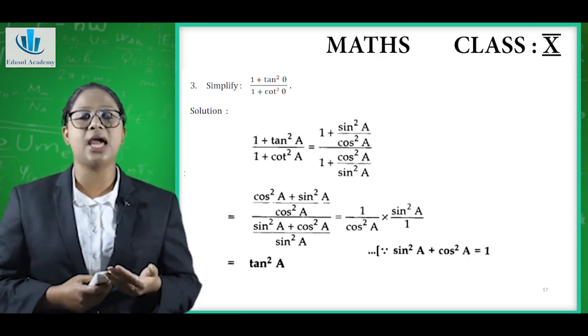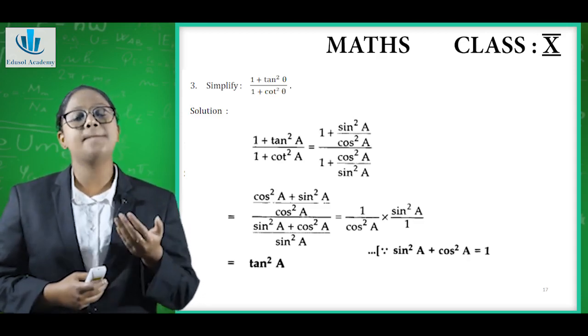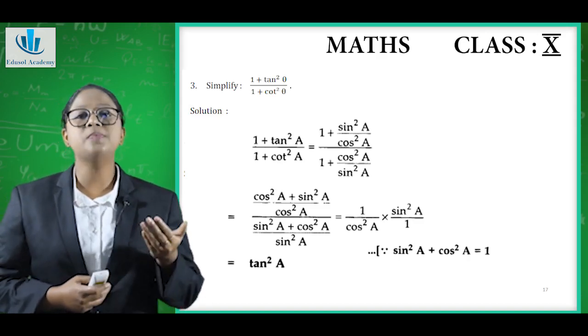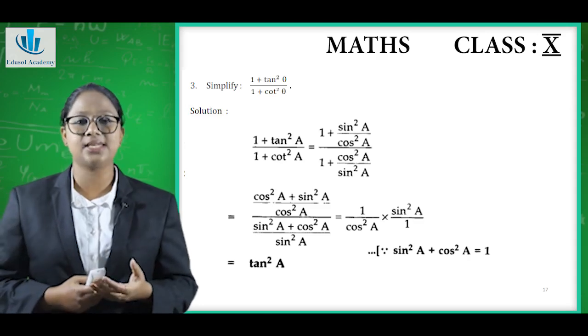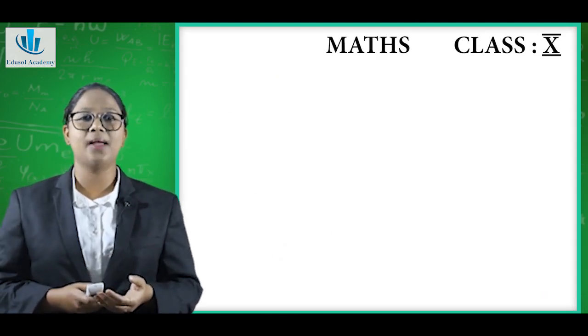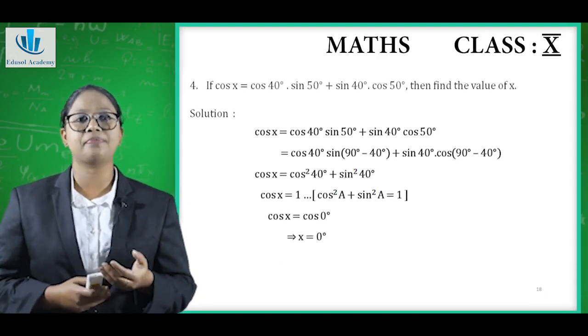Similarly, cot theta can be written as cos square theta by sine square theta. Cross multiplying and evaluating, we will get the final answer as tan square theta. Moving on to the next question.